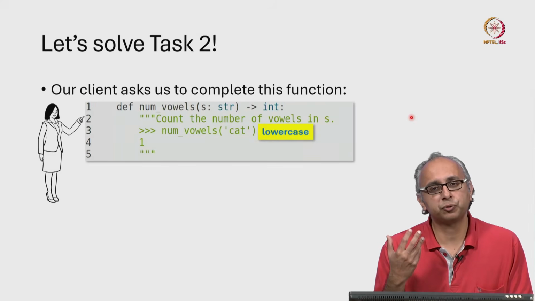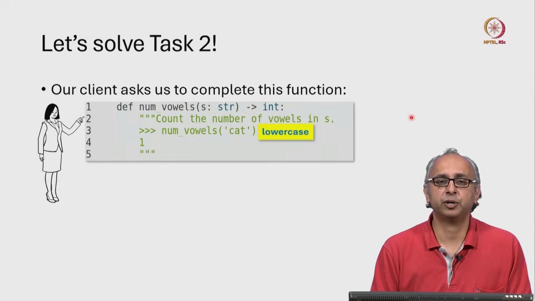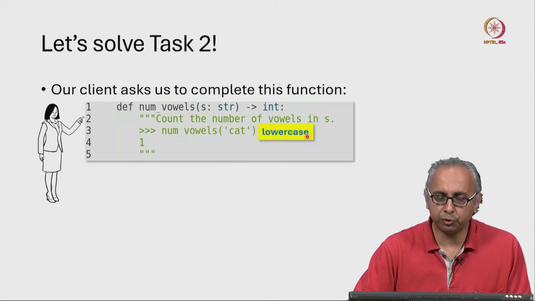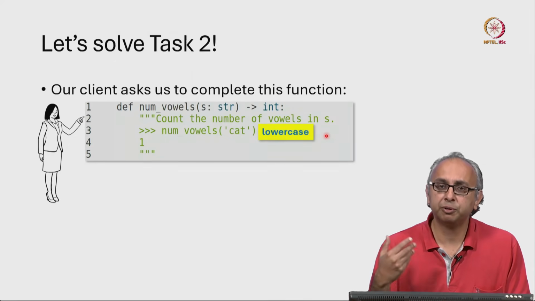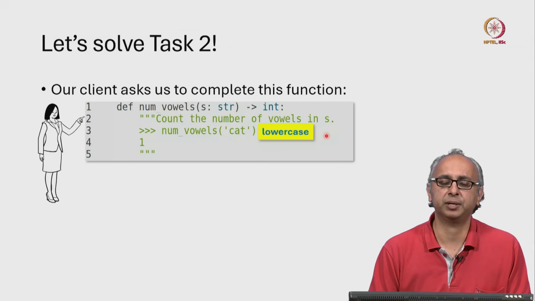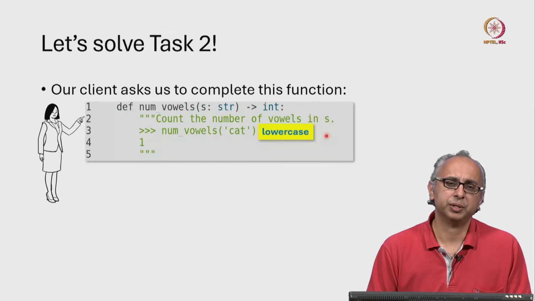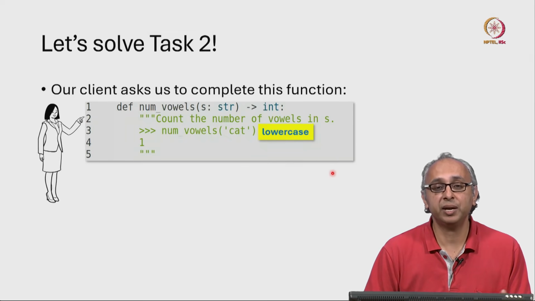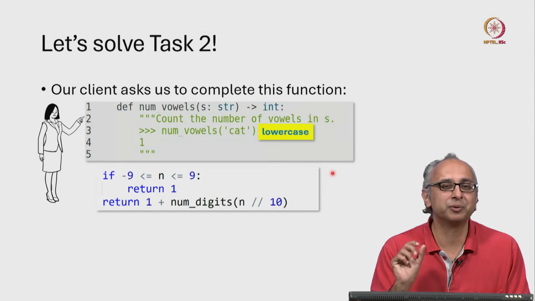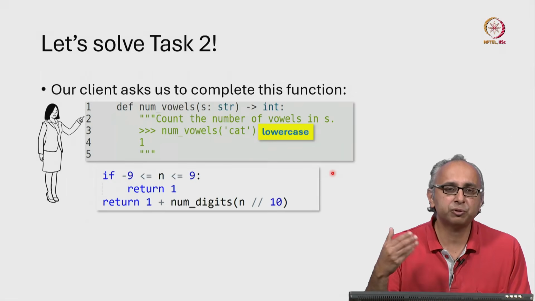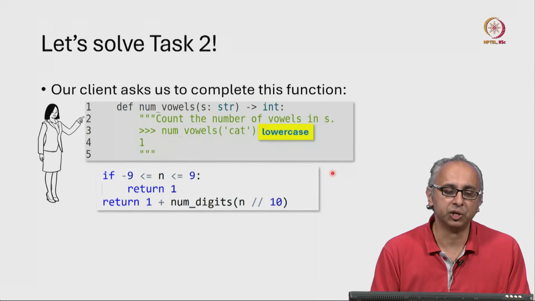So let us see how we're going to try and write code for this function. We want to focus only on lowercase vowels, and we want to count repeated lowercase vowels separately. How are we going to do this? As an inspiration, let's go back to the earlier code that we had, even though this had a small bug with negative numbers. But we will try and follow a similar logic.